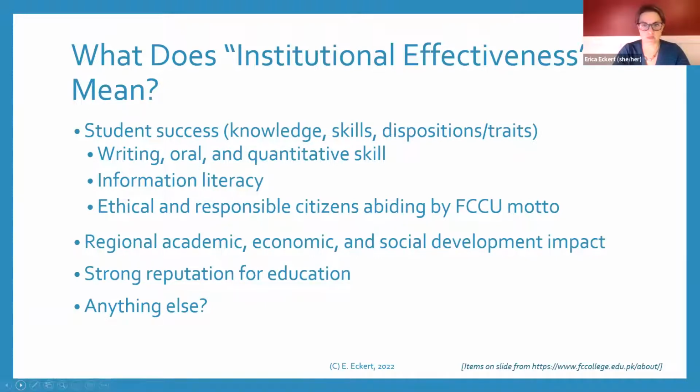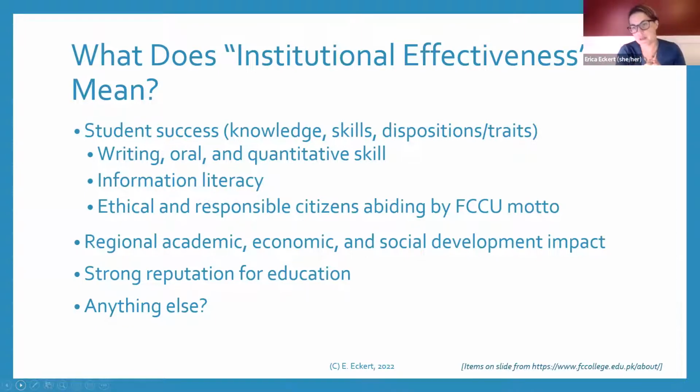And so those three things, writing, oral, and quantitative skill, that tends to be that knowledge and skill stuff. The other things are more trait-based, that you're trying to create lifelong learners, people who are dedicated colleagues. And so those to me are the main student-facing institutional effectiveness things that your institution is focused on. That does not mean those are the only things you're doing, but those themes should run through every academic program that you have.